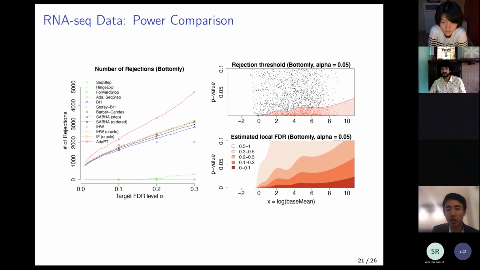The x-axis is the target FDR level. The y-axis is the number of rejections. Usually, if you have a higher number of rejections, we tend to think you have higher power. The red line is our method, so we can significantly gain in power by using the covariate, the side information. In the right panel, you can see the final rejection curve, which is monotone. Here you see some weird kinks, but that's because we are using the spline method. If you use some other method like gradient boosting, the curve is going to be much smoother.